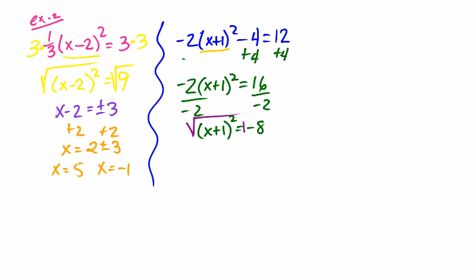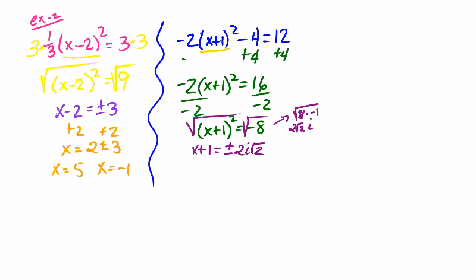It's the square root of a negative, that's okay. So we'll have x plus 1 equals plus or minus, and then the square root of negative 8, we're going to break that down if you want. Square root of 8 times negative 1. The square root of 8 is 2 square root of 2, and the square root of negative 1 is i, and we write that as 2i square root of 2.